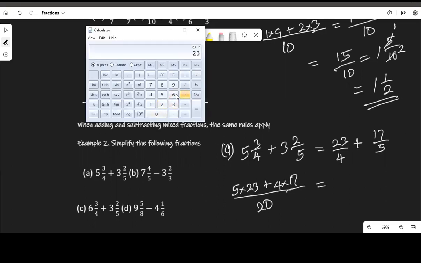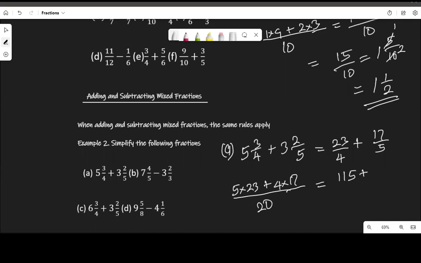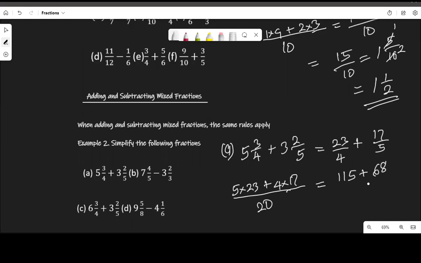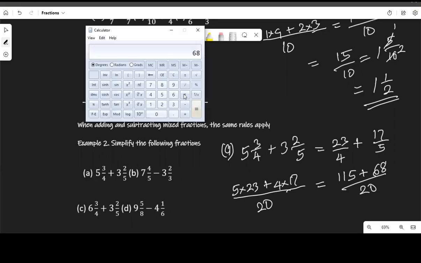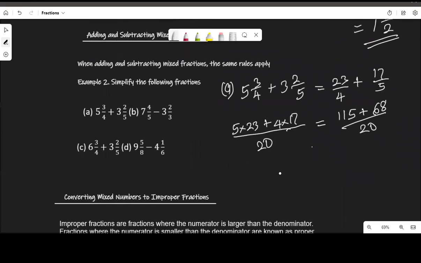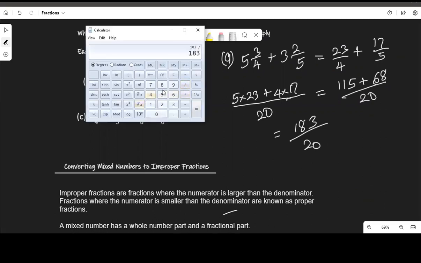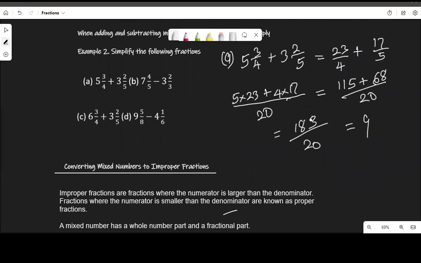23 times 5 is 115, plus 4 times 17, 68, all over 20. 115 plus 68, that will be 183. So this is 183 over 20. 183 divided by 20, how many 20s can we get from 183? That should be 9. 9 whole number, 3 over 20 is the answer to this fraction.